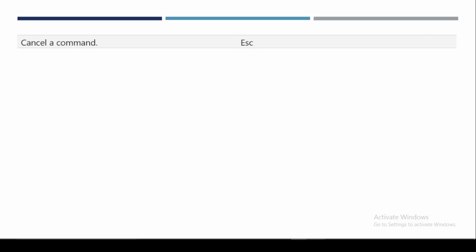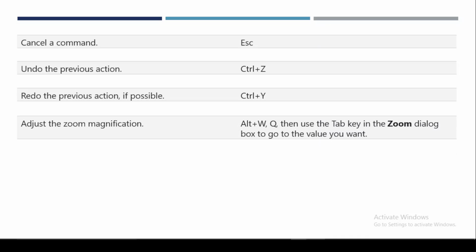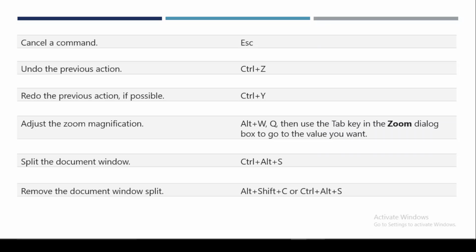Cancel a command, ESC. Undo the previous action, Ctrl+Z. Redo the previous action, if possible, Ctrl+Y. Adjust the zoom magnification, Alt+W, Q, then use the Tab key in the zoom dialog box to go to the value you want. Split the document window, Ctrl+Alt+S. Remove the document window split, Alt+Shift+C or Ctrl+Alt+S.